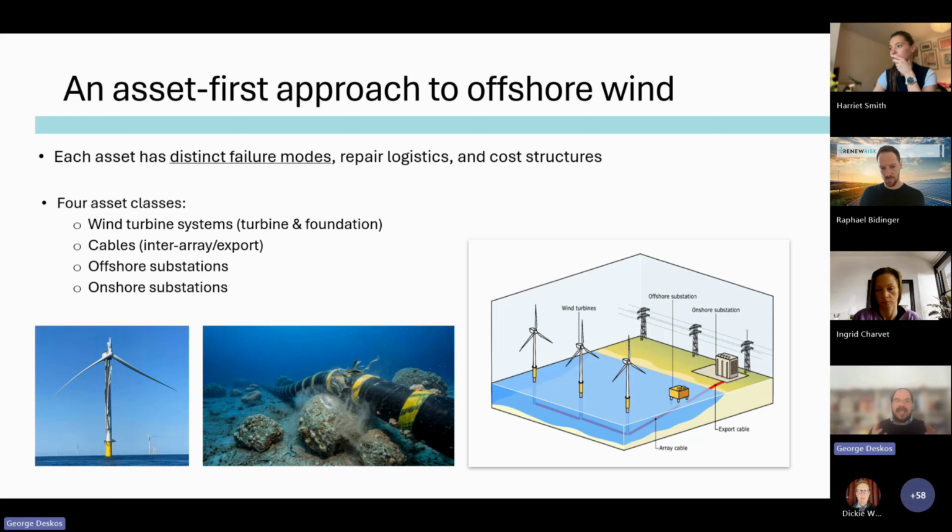So all of these assets belong to the same wind farm, right? But they are so different if you look at them from their engineering. And I put here some pictures to just demonstrate that the failures are quite different. A blade failing is very different from a cable failing, and this needs to be properly captured. Ingrid will talk more about that, and she will have some examples from this.